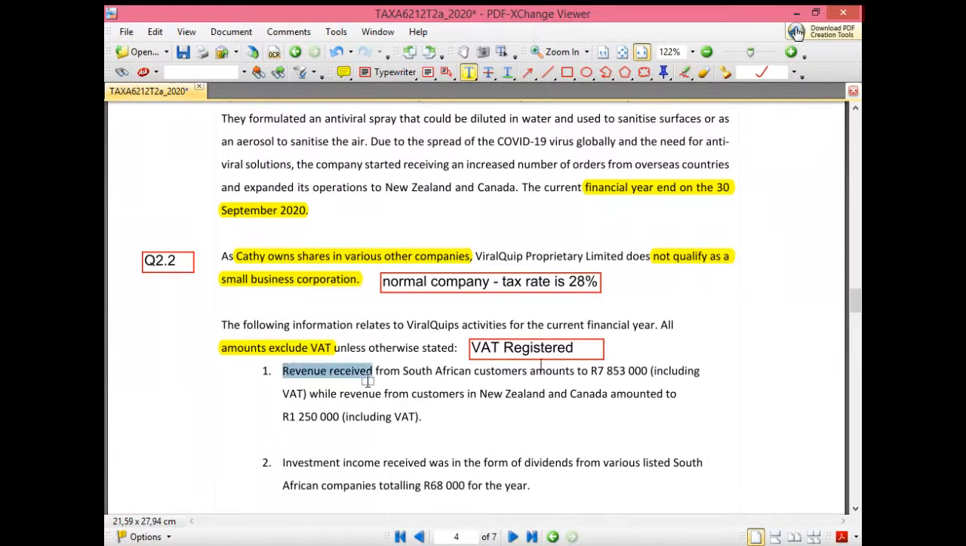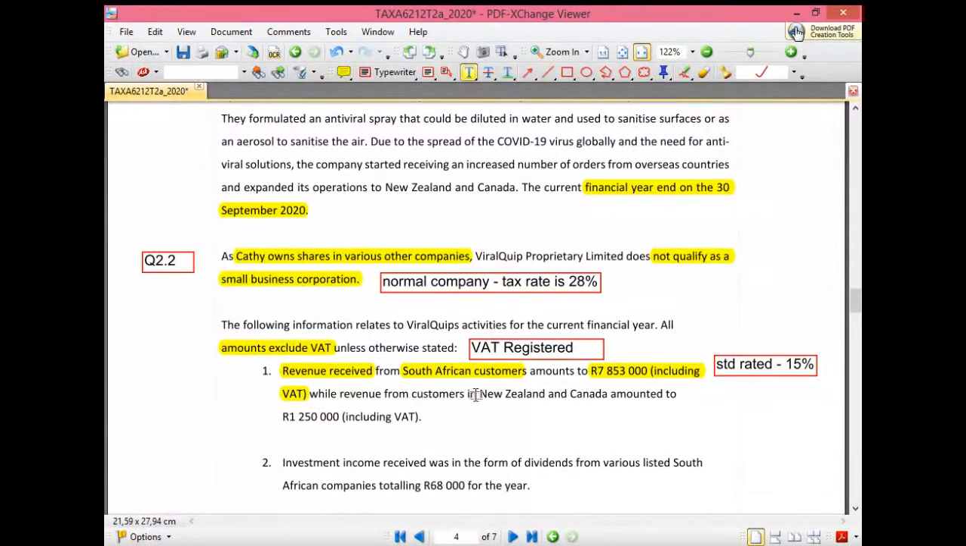They tell you revenue received from South African customers amounted to 7,853,000, and that is inclusive of VAT. Now, when you read South African customers, you need to think standard rated VAT, and that is 15%. Okay, so that is within South African borders. Now, if they already tell you it's South African, and at the top we've read that they've expanded their operations to New Zealand and Canada, you need to also expect that there will be export sales.